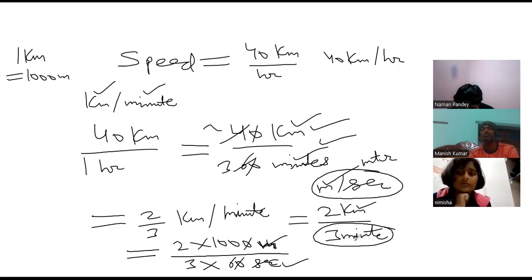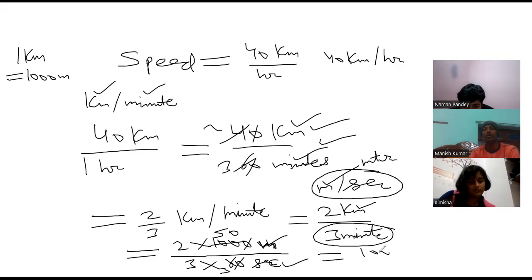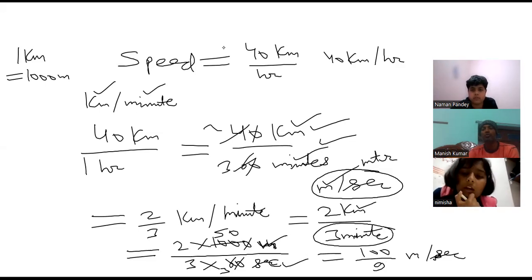Is it understood? If 1 minute has 60 seconds, then 3 minutes will be having how much seconds? 3 into 60, na? Now 1 0 cancelled out. Now 2 3s are 6 and 2 into 50 is 100. So it will be equal to 100 divided by 6, that is 50 by 3 meter per second. Can we write like this? Is this understood? Taken screenshot. So 50 by 3: 3 2s are 6 and 2 50s are 100.